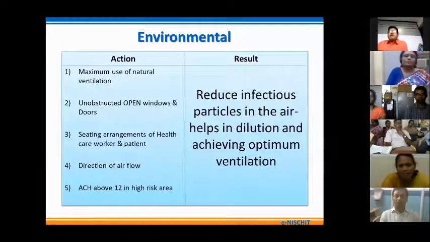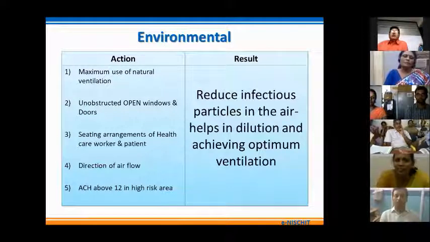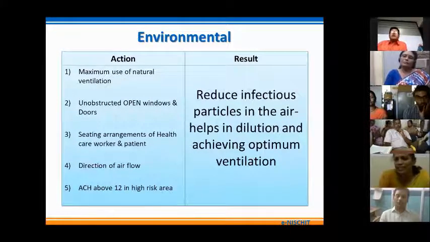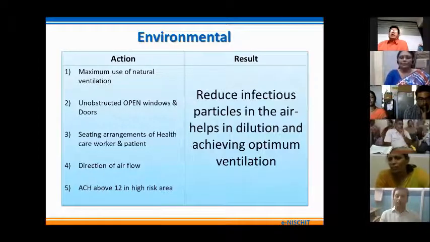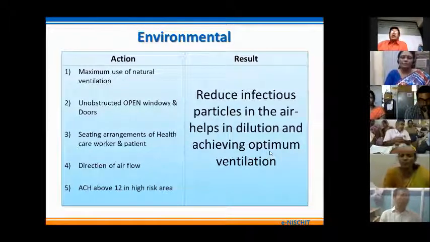Now, what happens when we take this action and the results which we see? Maximize use of natural ventilation, unobstructed open windows and doors, seating arrangements of healthcare workers, direction of airflow, ACH above 12 in high-risk areas. These are the actions we should really aim at, and that will reduce infectious particles in the air, helps in dilution and achieving optimum ventilation. So all these actions will actually dilute the infectious air around us. Next slide, please.